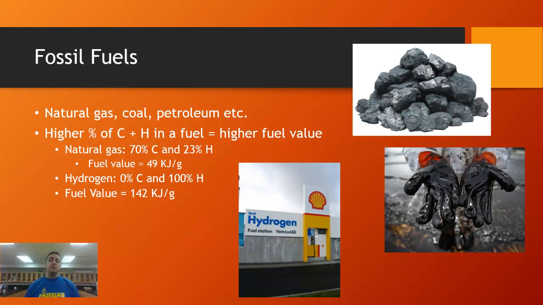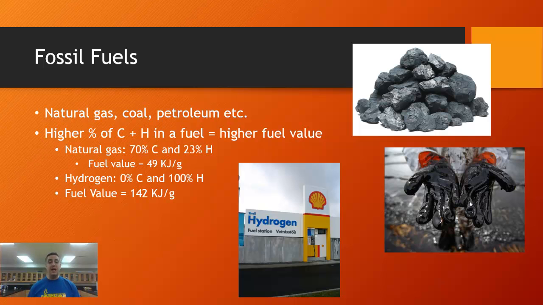And the way fossil fuels work is the higher percentage of carbon and hydrogen you have in the fuel, the higher the fuel value will be. So for example, natural gas has 70% carbon and 23% hydrogen. As a result, its fuel value is 49 kilojoules per gram. Pretty good amount of energy.